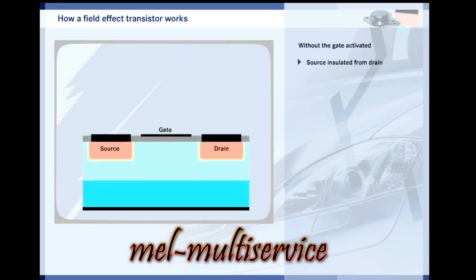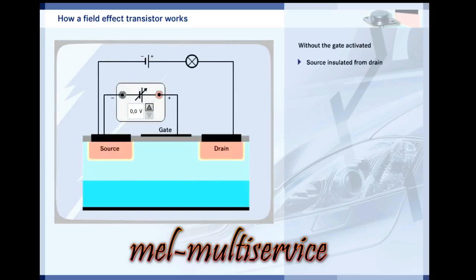If there is no voltage between the gate and the source, the depletion regions prevent current from flowing between the source and the drain. The field effect transistor is off, and no current flows in the circuit. Now apply positive voltage to the gate. To do this, keep clicking the up arrow on the adjustable voltage source, and watch what happens to the semiconductor.